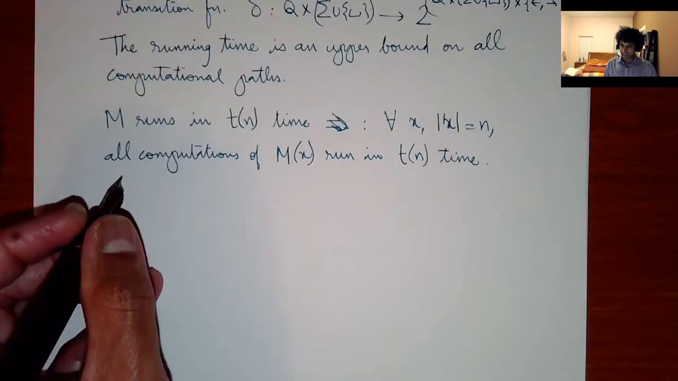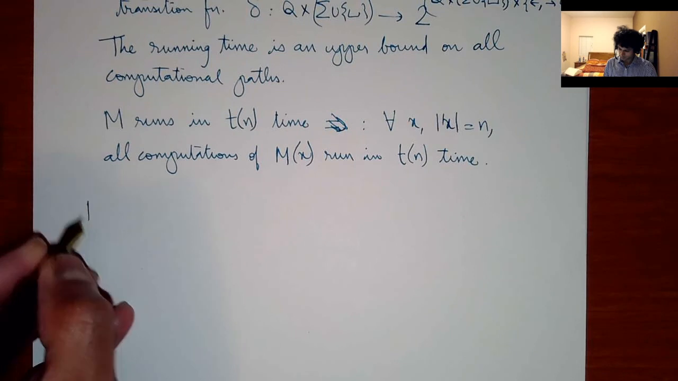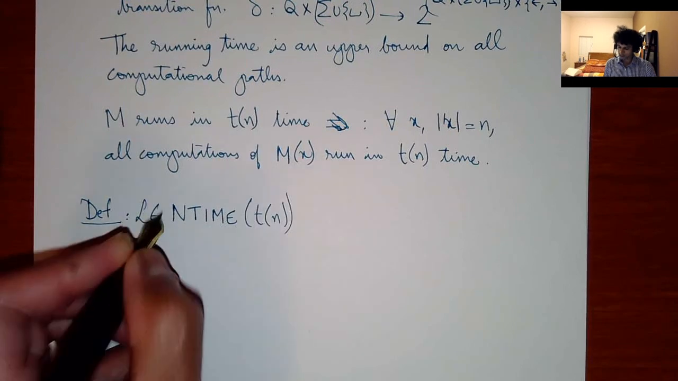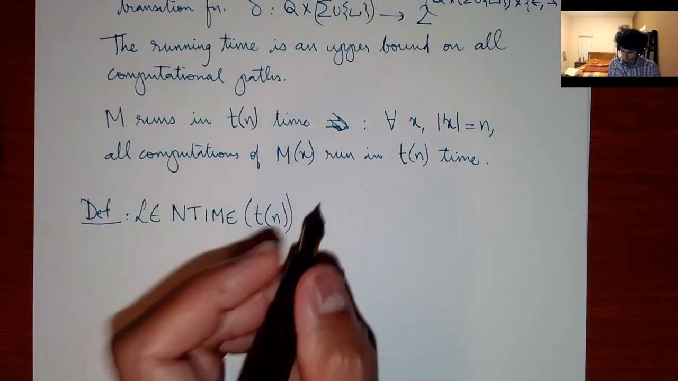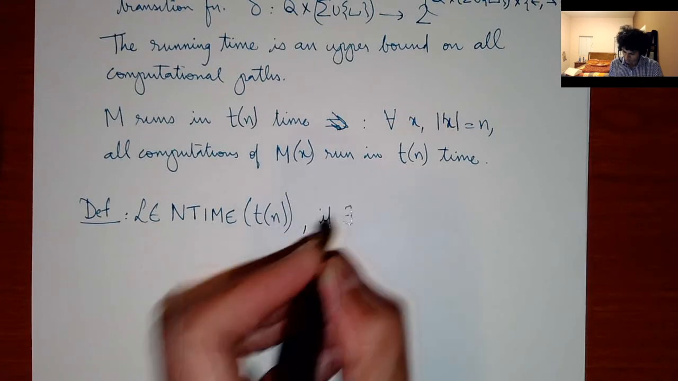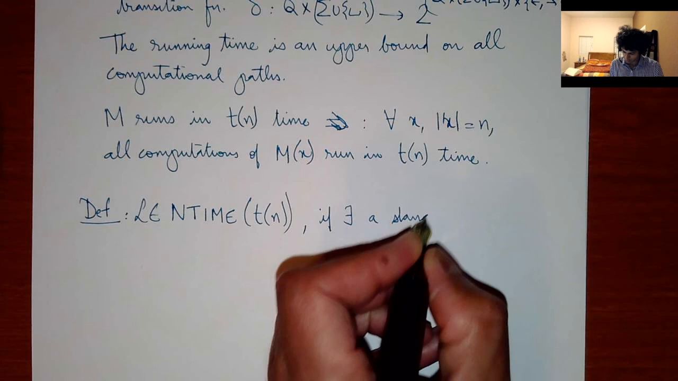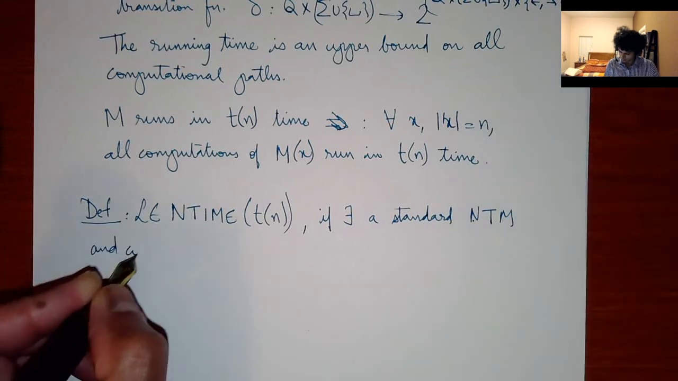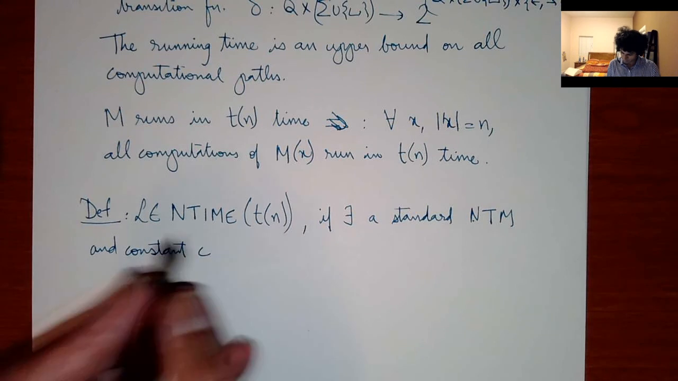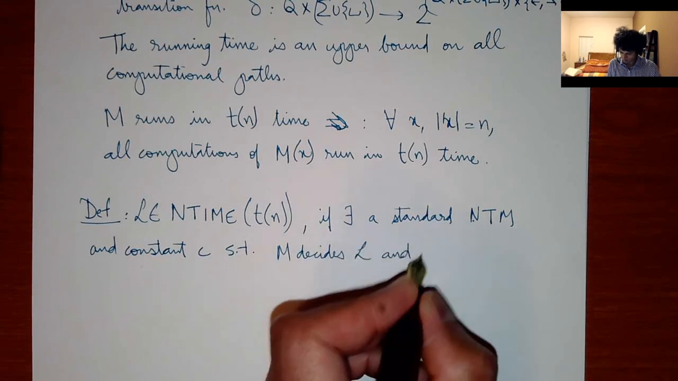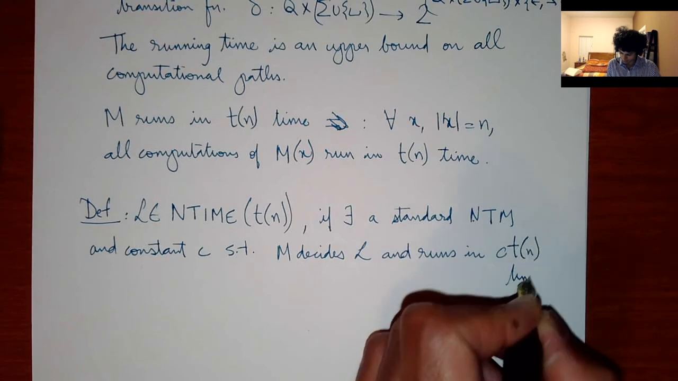And so just like I defined DTIME, I can define NTIME of t of n. So we say L is in NTIME t of n if, just using the definition of DTIME, there exists a standard, what's called a non-deterministic Turing machine. So the N means non-deterministic Turing machine, and constant c, such that M decides L and runs in c times t of n time.